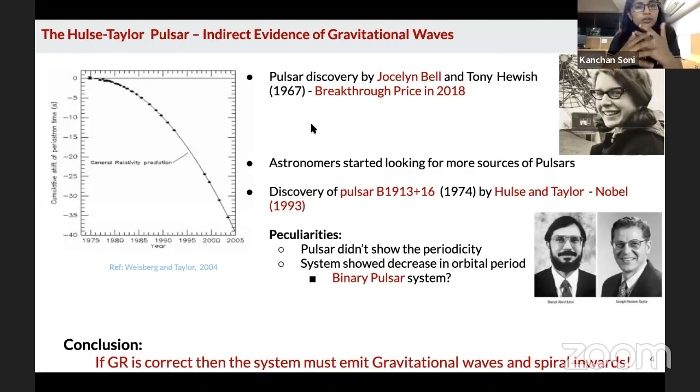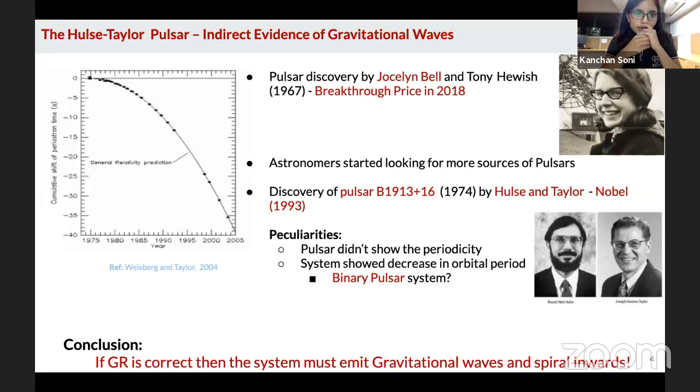Now, we knew that these are the celestial clocks which exist in our universe. So after the discovery of the first pulsar, people started looking for more pulsar systems, whether they can exist as a binary system or individual system. Astronomers started looking for those kinds of sources. Then in 1974, Hulse, who was the graduate student of Taylor, and Taylor discovered this pulsar, which showed some peculiar behavior.